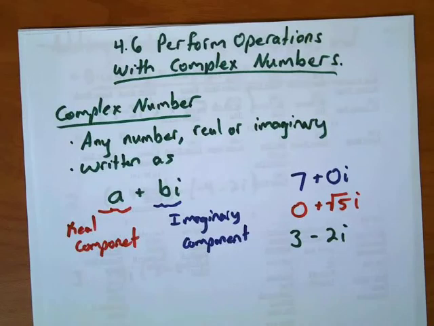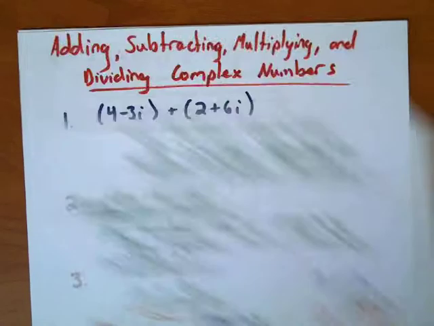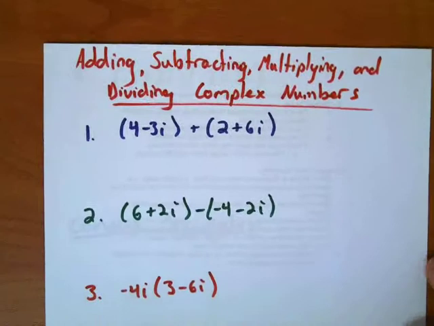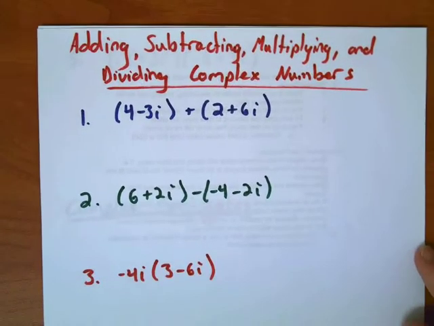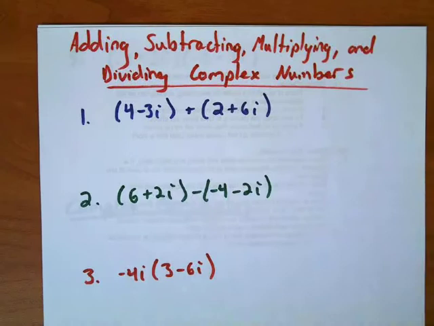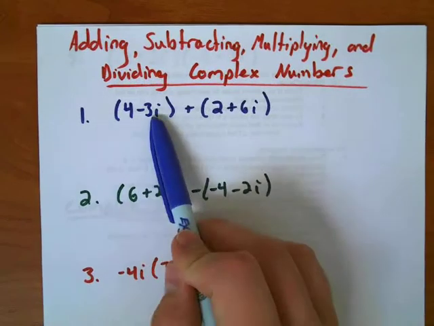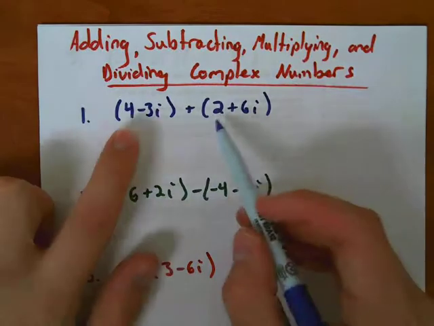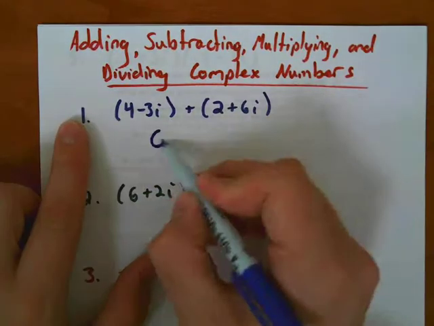Now that we know what a complex number is, we're going to start to deal with some of the operations with complex numbers: adding, subtracting, multiplying, and dividing. So we have two complex numbers here. Both of these have both a real part and an imaginary part. When we're adding complex numbers, we add their real parts and we add their imaginary parts. So we'd add their real parts, which is 4 and 2, which is 6.